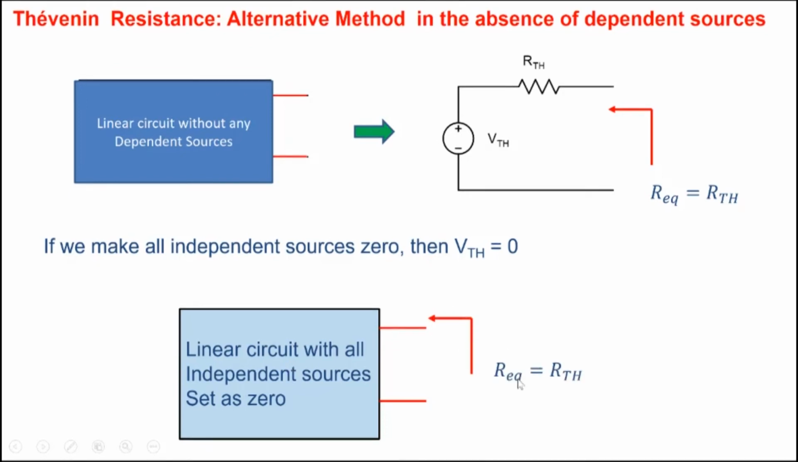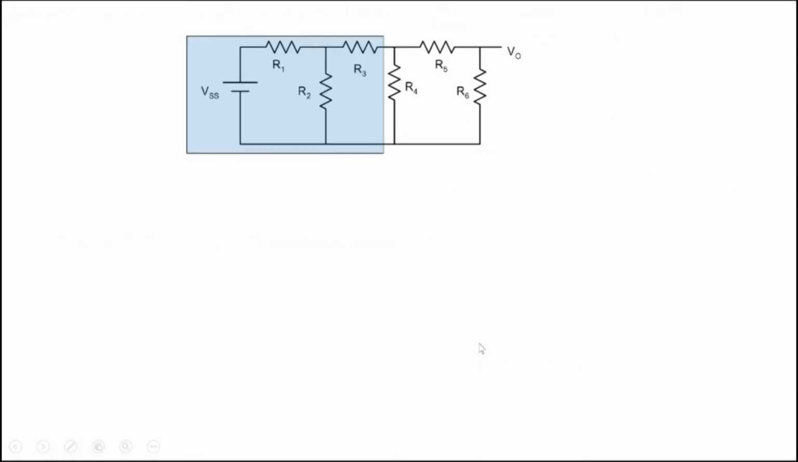So when you look from here, you will get some equivalent resistance. And what will be the value of that equivalent resistance? Well, it will be equal to RTH because the two circuits are the same. When you set independent sources to 0, you get an equivalent resistance, and the two equivalent resistances must be the same. And that's how you find the Thevenin's equivalent resistance in this case, provided you don't have any dependent sources. Then you can use this simpler approach.